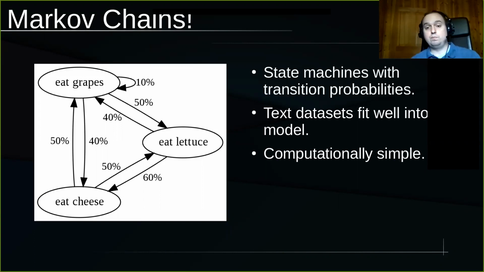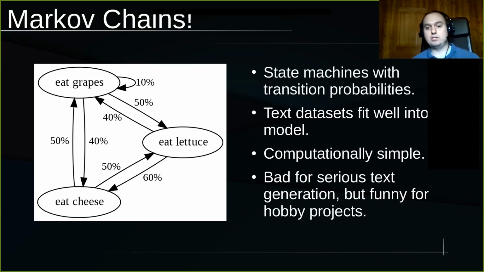The nice thing about Markov chains is they're very, very computationally simple, but as you might imagine, they're terrible for serious text generation. If you want to do anything serious, you really want to get into the space of artificial neural networks, which I'll talk a little bit about at the end. But they're pretty hilarious for the sake of hobby projects.